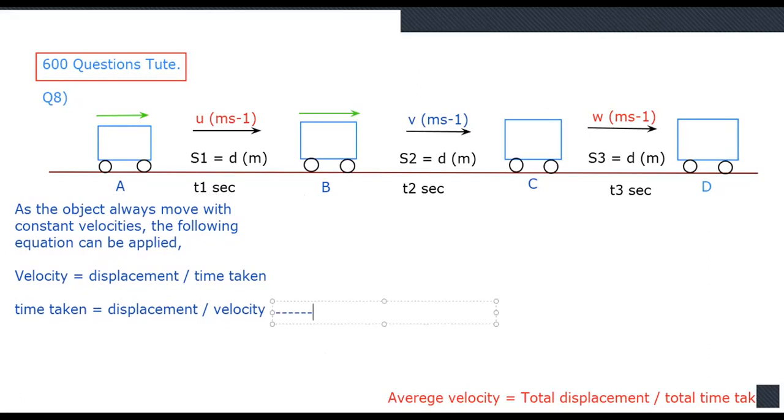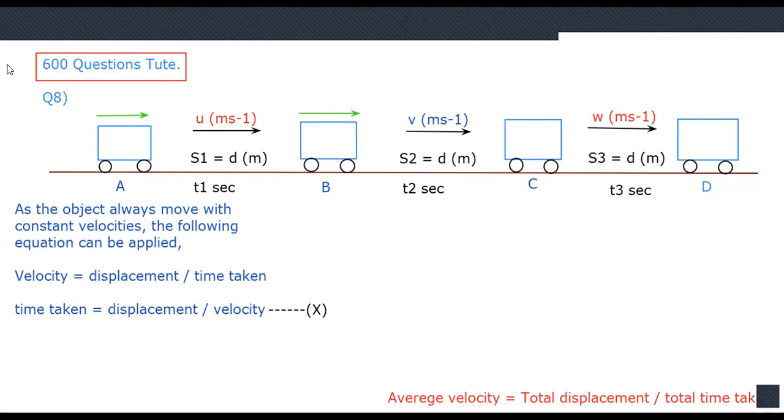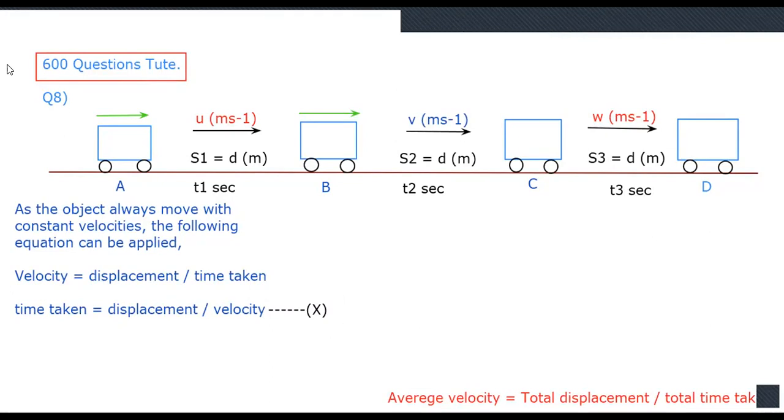So I would like to mark this as my equation. Let me use the term X. So this is my equation X, and I'm going to use equation X from A to B, B to C, and C to D. So write them all and tell me. Okay, sir.